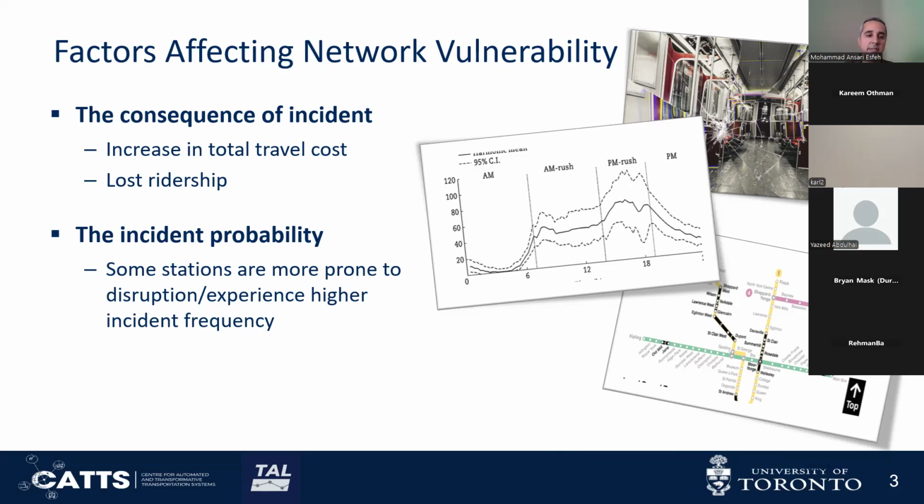The second side is the incident probability. Some stations in a rail network are more prone to disruption. These could be stations with higher ridership, with aging infrastructure, or with more complex operation. And because of this, they experience higher incident frequency compared to the other stations. So as I mentioned, there are two sides to the vulnerability problem. Vulnerability is not just about where the incidents are most damaging to the network, but also where those incidents happen more often.